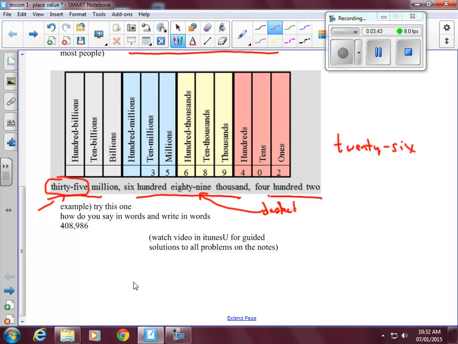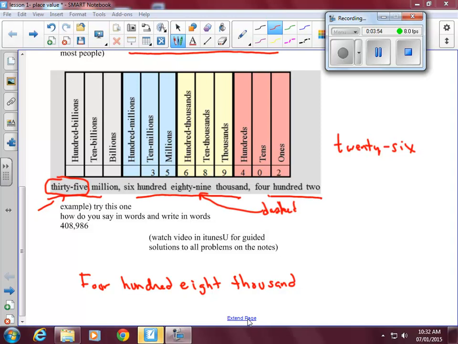You may want to hit pause. Let's practice this one. Try this one on your own. How do you say it in words and write it in words? I'll hit pause as well. So I wanted you to see me do this in real time, so I always practice saying it first. 408,986. Now, I've begun to write it down here. 408,000, comma, 986.